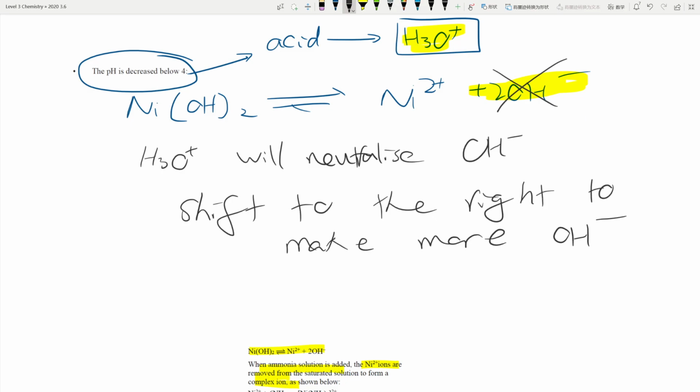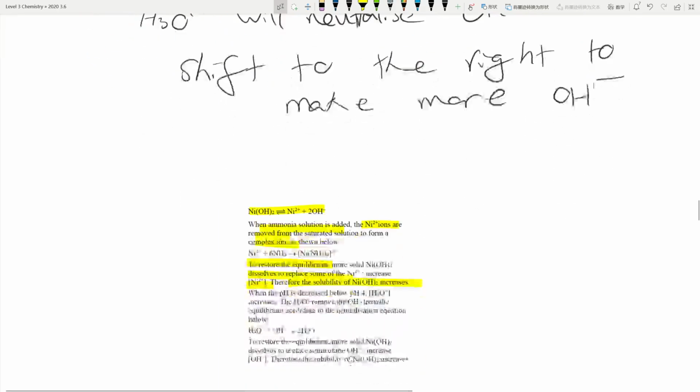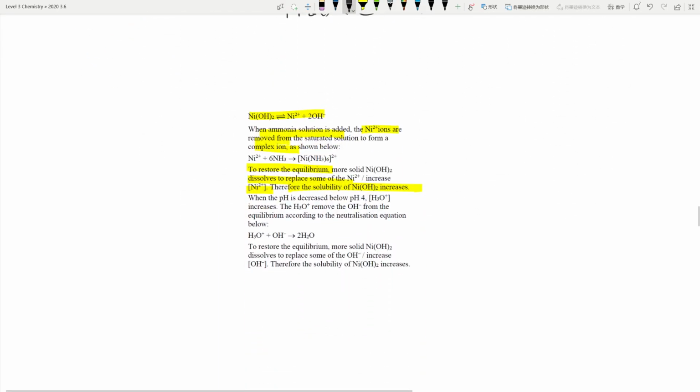And therefore solubility decreases because you're shifting to the right. So which is the bottom half of the answers here. When the pH is decreased below 4, the H3O+ removes the OH- ions because you form water, and to restore equilibrium you shift to the right to dissolve more, to make more OH- ions. Okay, so hopefully that makes sense.